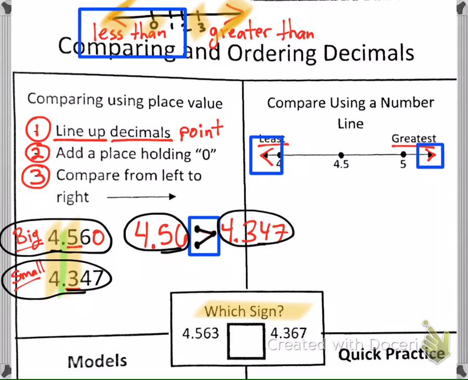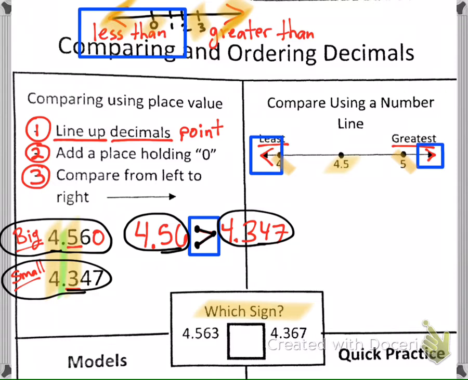And now the question in the middle of our page says, which sign belongs between 4 and 563 thousandths and 4 and 367 thousandths. So in this case, we're going to use a number line. Notice that the number line has the number 4 at the left and the number 5 at the right. And right in the middle, we have the number 4 and 5/10, which is the midpoint between the whole number 4 and the whole number 5.